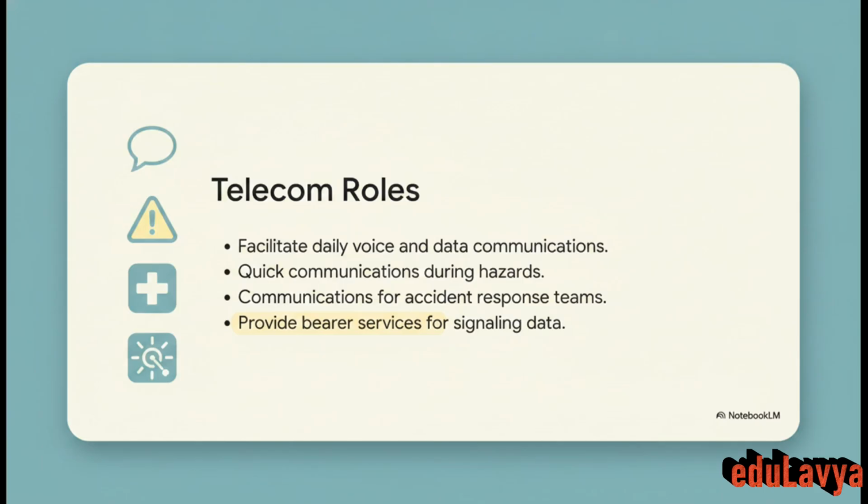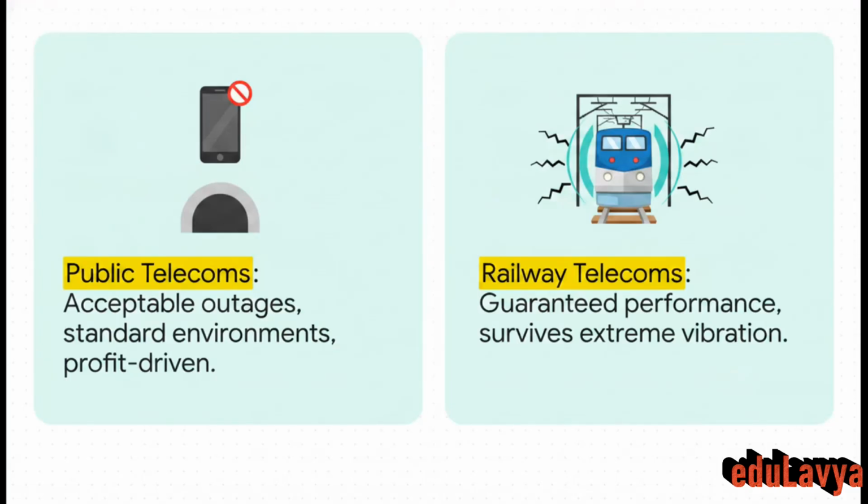But the absolute critical piece here is that telecommunications networks act as the bearer service for the signaling data itself. The digital data that is actually holding these thousands of tons of metal apart, authorizing them to move safely, is traveling continuously over these exact radio and data networks. And we need to be clear, there is a stark, night and day contrast between the network your smartphone uses and the one the railway relies on.